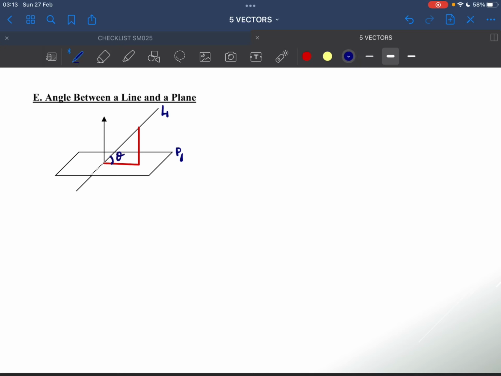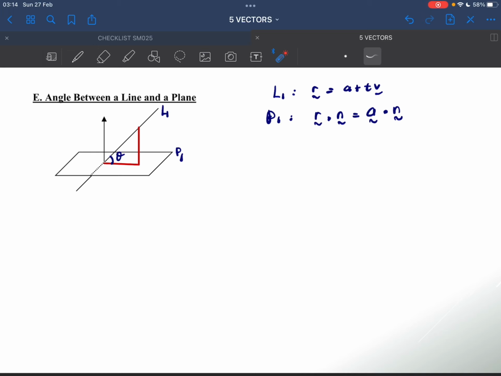But how can we find theta here? So we know that the equation for the line is r equals a plus dv, and the plane here is r dot n equals a dot n. So for line we know that we have to use cos. For plane we have to use cos. The same thing happens here, we have to use cos. But now if we find the angle between line and plane, remember for line and line we have to use the vectors of the line. For plane we have to use the normal.